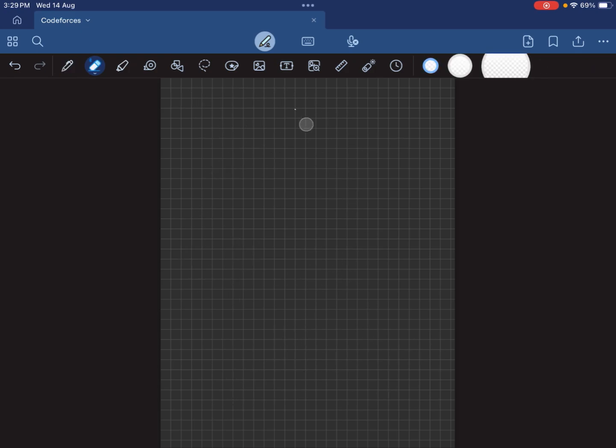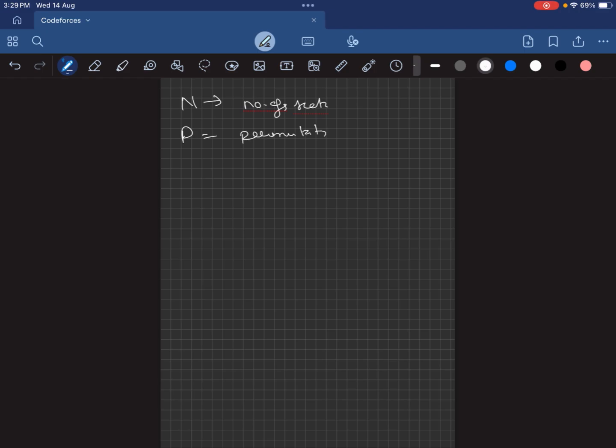Okay, this was the first question. Moving on to the second question, Seating in a Bus. In this question, you are given an integer n, the number of seats, and a permutation p. So what is happening in the question?